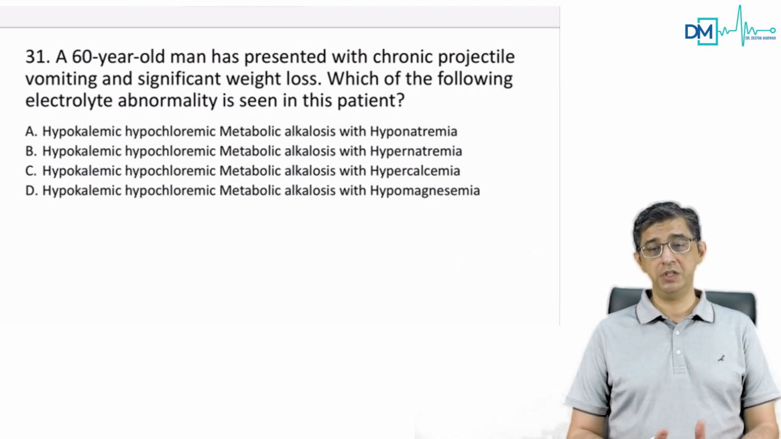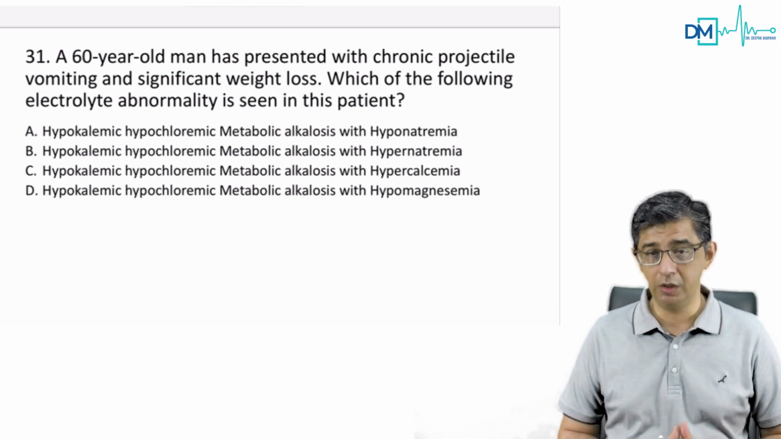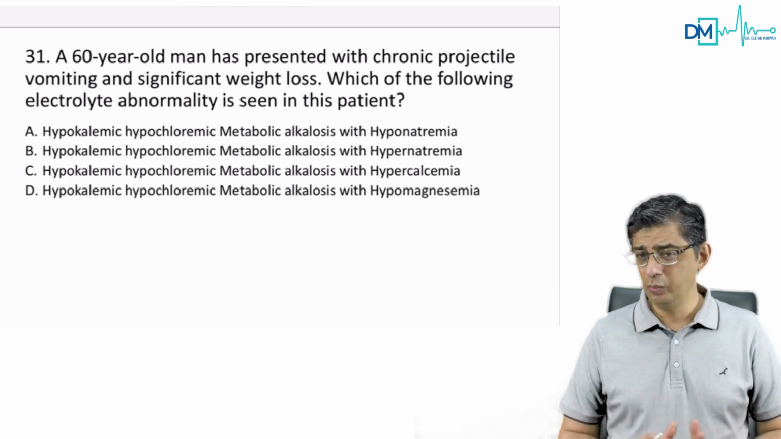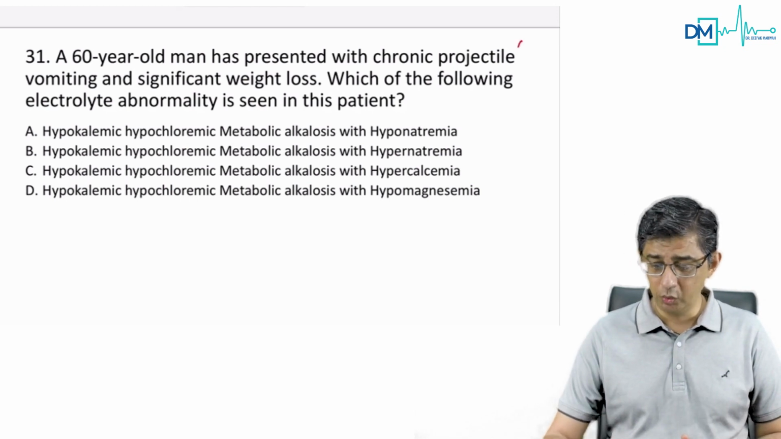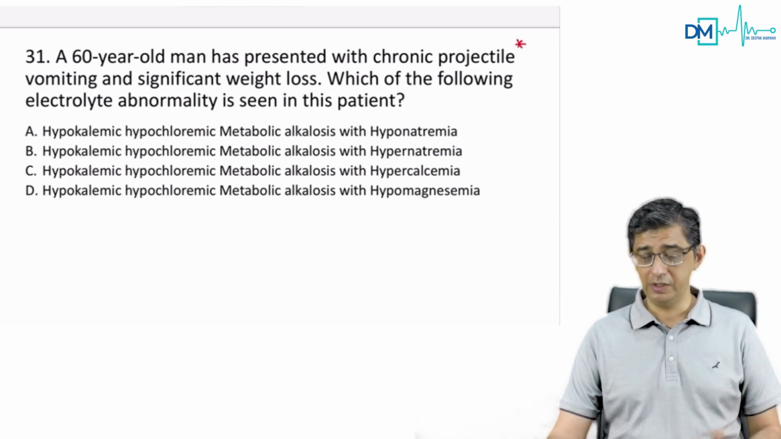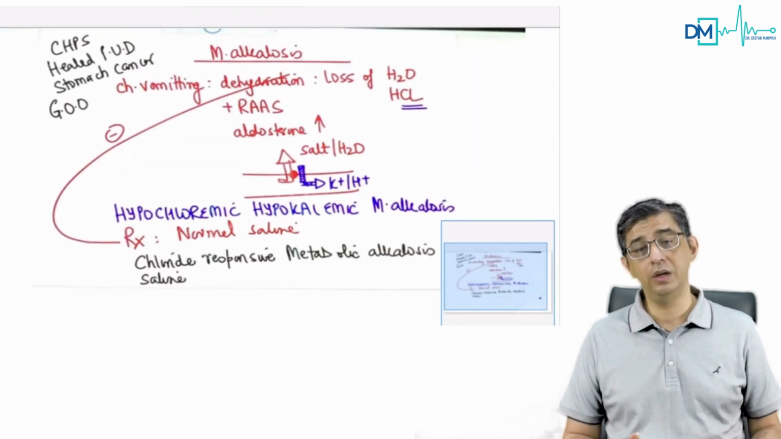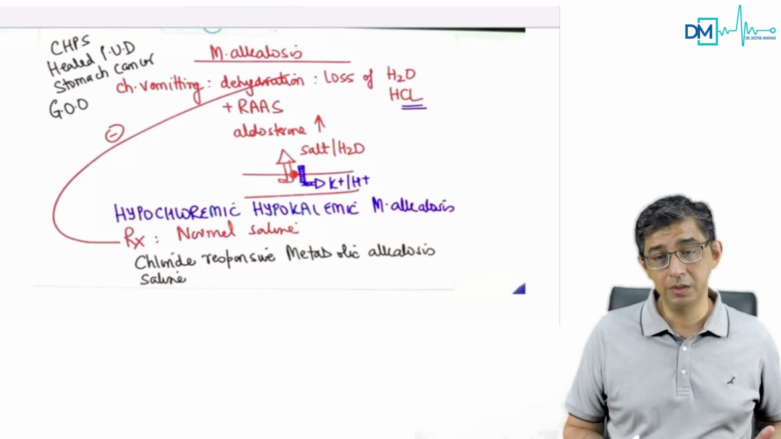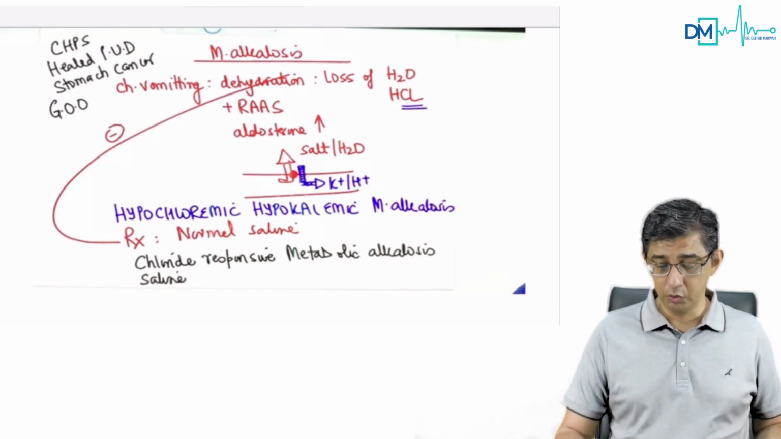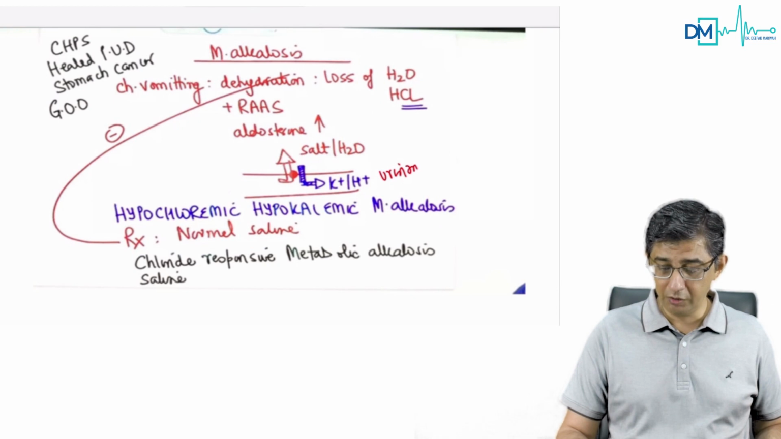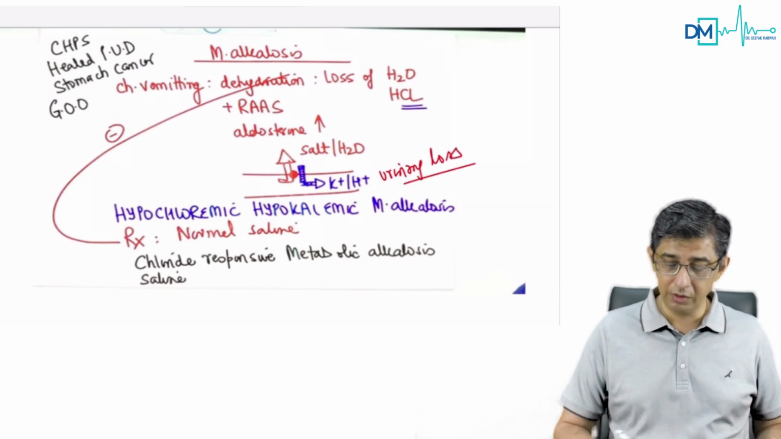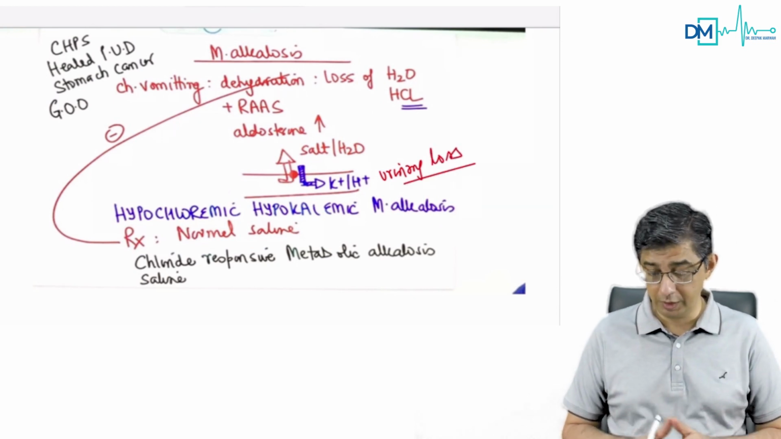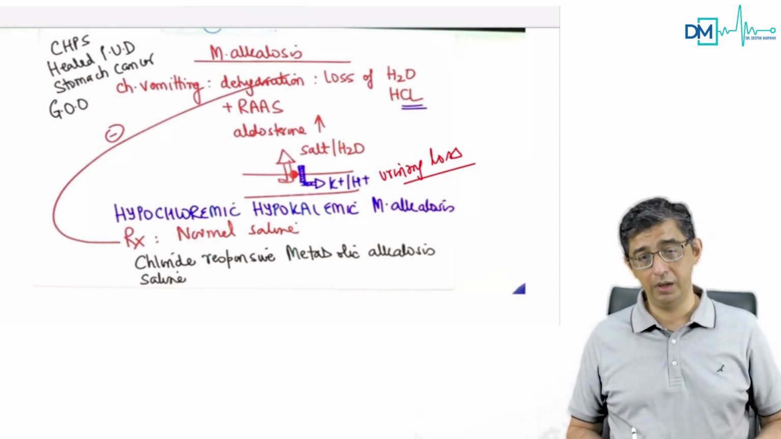Moving to the next one, a 60-year-old man presents with chronic projectile vomiting and significant weight loss. The moment you read projectile vomiting, you know you're dealing with metabolic alkalosis. We have discussed this in the routine app section: how metabolic alkalosis develops in a person. There is hyperaldosteronism, and hyperaldosteronism will cause urinary loss of potassium and hydrogen. That will definitely cause a metabolic alkalosis, because hydrogen is getting kicked out of the body.